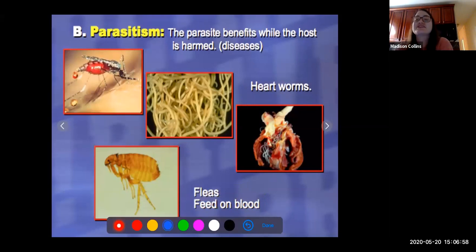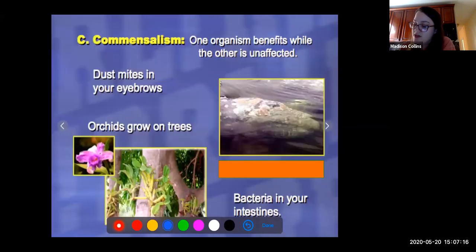You could have also written down the mosquito example, but a flea is a similar parasite where it feeds on the blood of organisms. Your pet might have had fleas before. So the flea is benefiting, but the dog or the cat is not. All right. Last but not least, we've got commensalism. Once again, this is when one organism benefits while the other is unaffected. It's not harmed, it's not benefiting, it's just there.